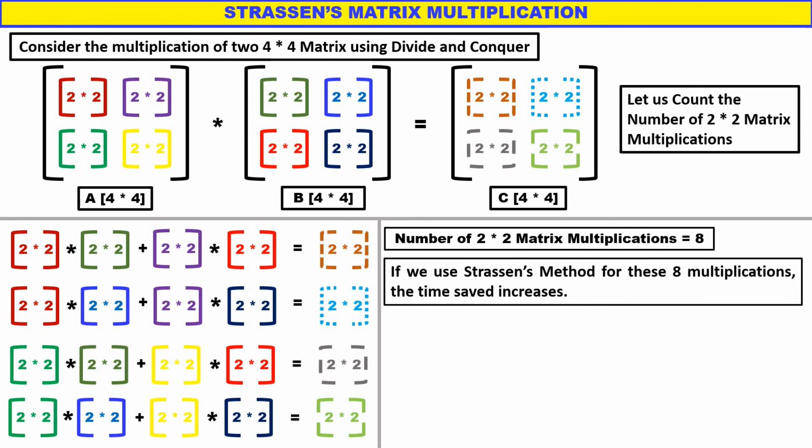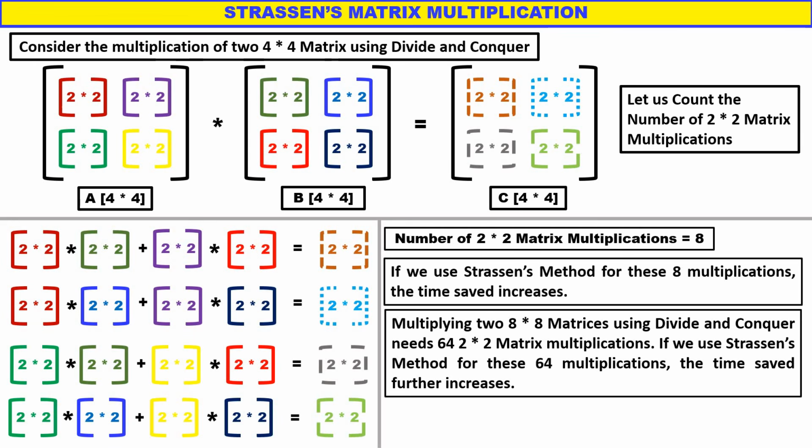If we use Strassen's method for these 8 multiplications, the time saved increases, because Strassen saves a very little time when it is used for one 2 cross 2 matrix multiplication. When it is used for 8 2 cross 2 matrix multiplications, the time saved increases. Similarly, multiplying two 8 cross 8 matrices using divide and conquer needs 64 2 cross 2 matrix multiplications. Here we saw 8. When it is 8 cross 8 matrices, it is 64.